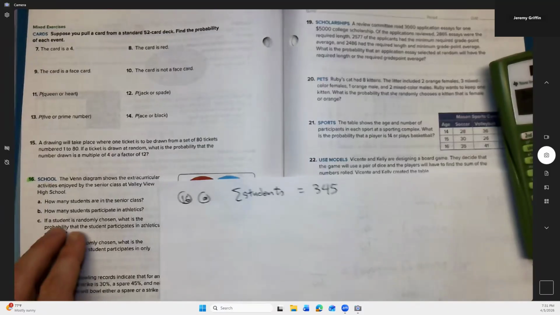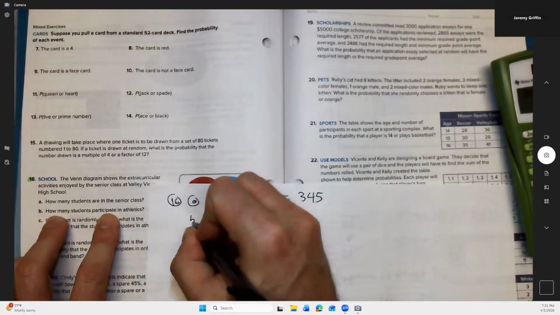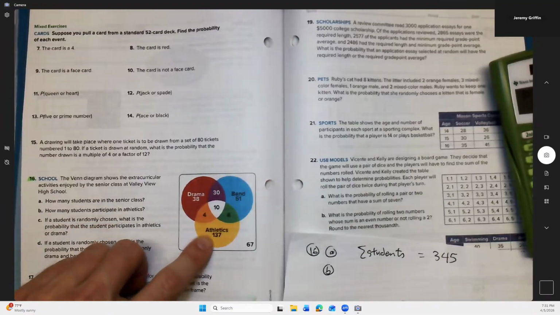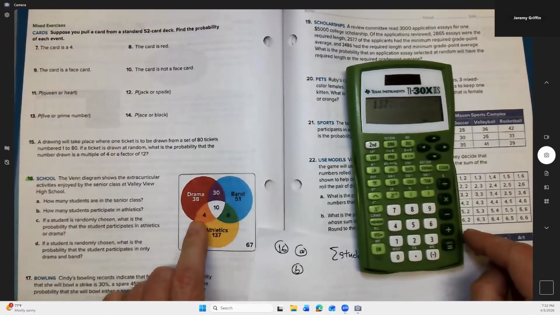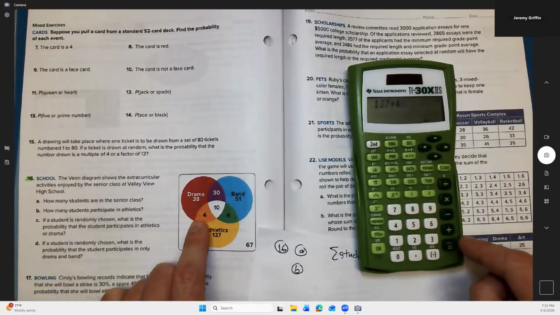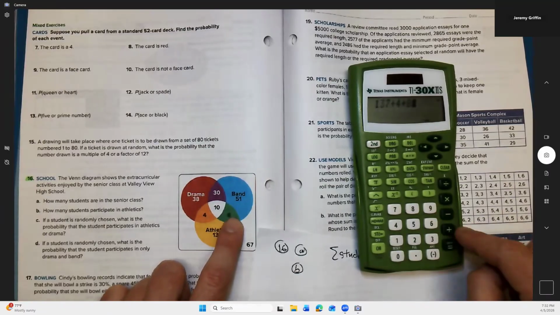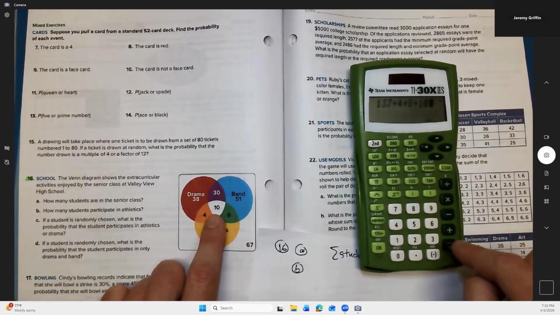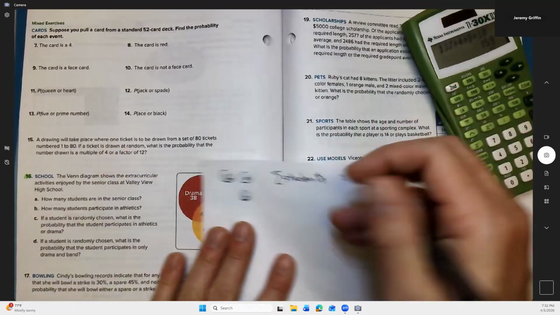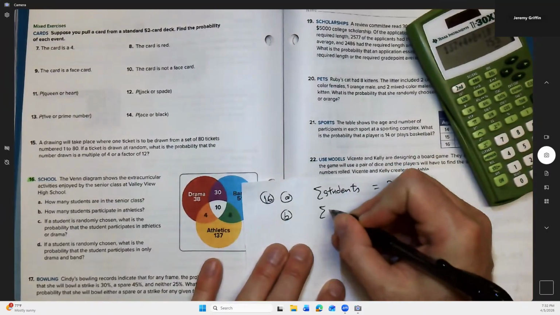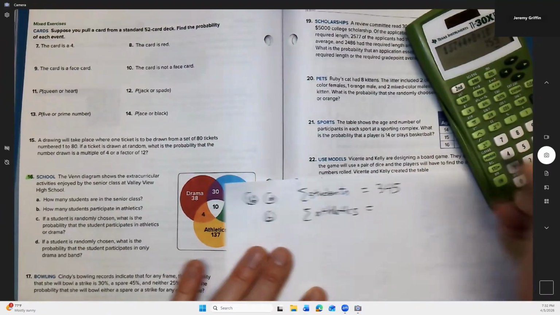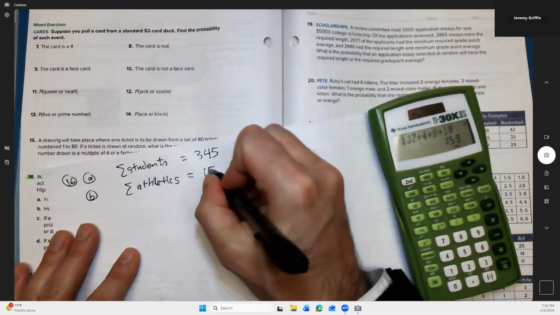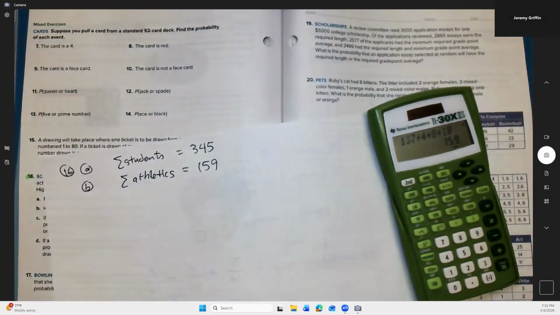Next question. How many students participate in athletics? So back to here. Let's see, 137 that are only athletics, but let's not forget these 4 that are athletics and drama, these 8 in athletics and band, and these 10 that are in all three. Looks like 159. So the sum of athletics comes out to 159.